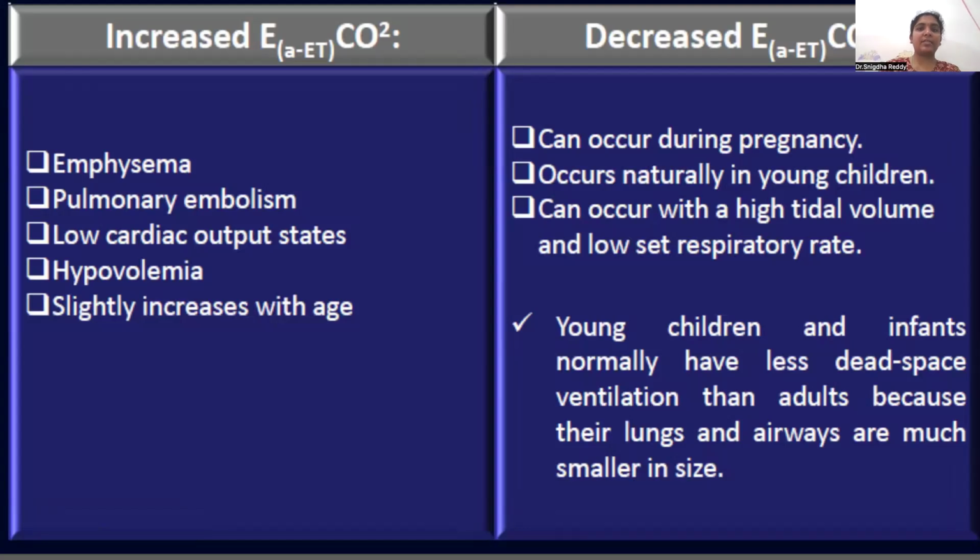And the changes in gradient: an increased difference in gradient is caused by emphysema, pulmonary embolism, low cardiac output state, and hypovolemia. Slight increases with age also. A decreased gradient is due to pregnancy, young children, and high tidal volume and low respiratory rate settings. Young children and infants normally have less dead space, so the decrease is less.